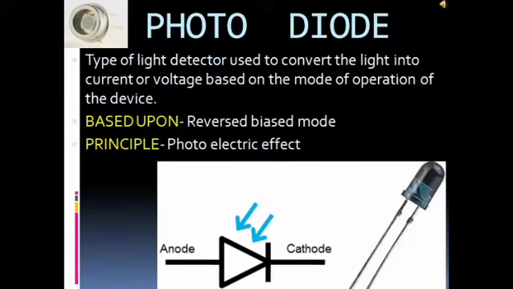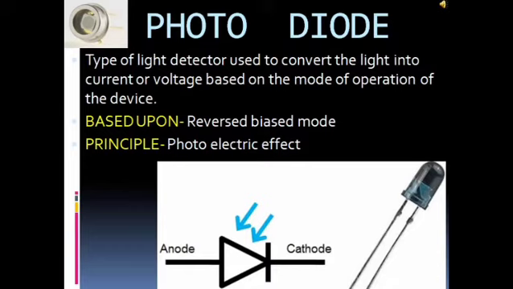We also call it a photodetector or photosensor. It is a PN junction that operates in reverse biased mode and converts light energy into electrical energy. Overall, it's a special type of PN junction device that generates current when exposed to light. Now, here is the symbolic representation of a photodiode.